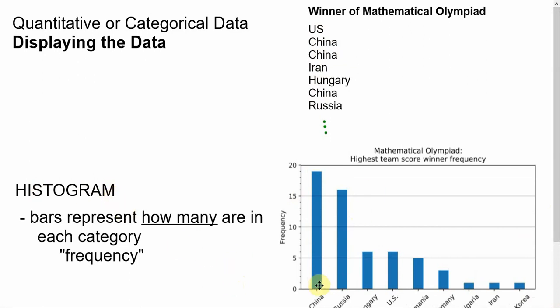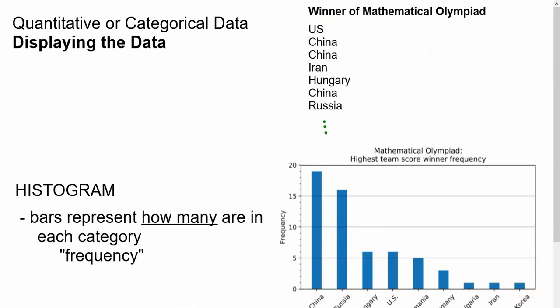So we can see that China won 19 times because the bar went up to 19. It's not that there was data where there was China and the number 19 next to it. It was just that China showed up 19 times in the list. That's how you want to think about this. So it's a sort of a different situation, even though it looks like a bar graph. Russia, 16. Russia won 16 times, and then so on from there.